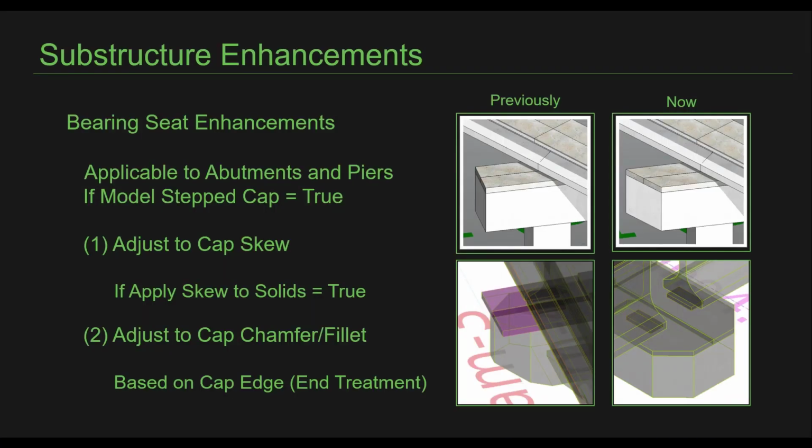The next substructure enhancements are with the bearing seats on abutments and piers. With the model step gap property set to true for skewed supports, if the apply skew to solids option is set to true and the faces of the bearing seats are adjusted to follow the cap edges, or if the ends of the cap are chamfered or filleted, the bearing seats are adjusted to follow the end treatment of the underlying cap.